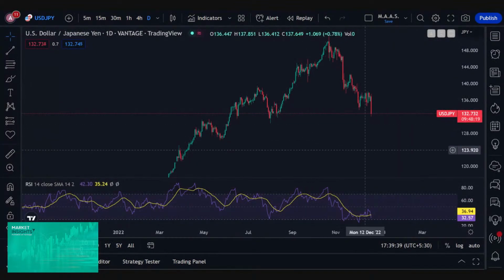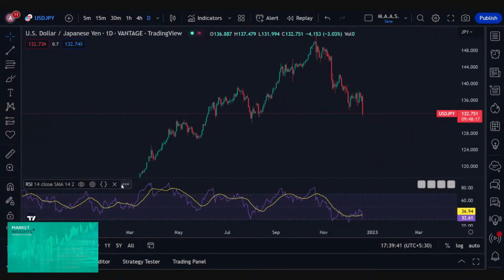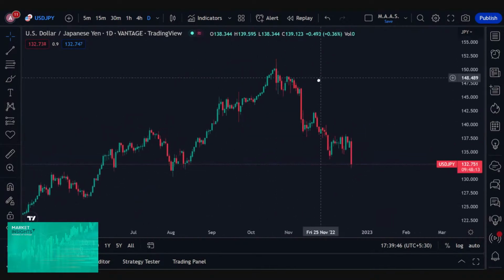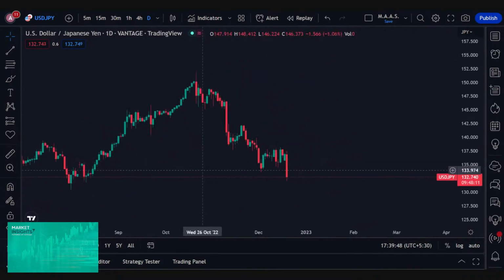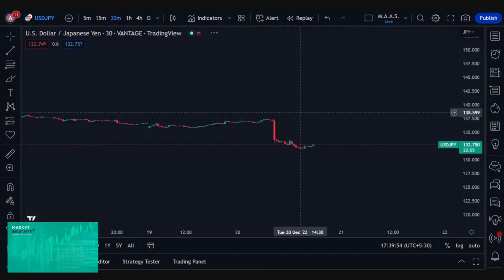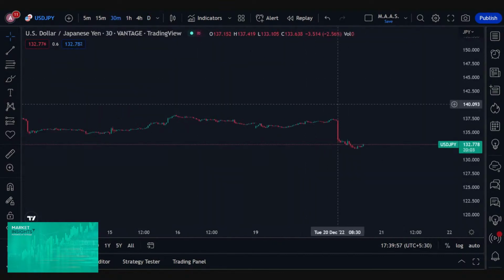I will try to get back to this, so you can see it better. This is the scenario in USD JPY. Today's number itself, let's go on to the 30-minute time frame, and this is around 8:30.